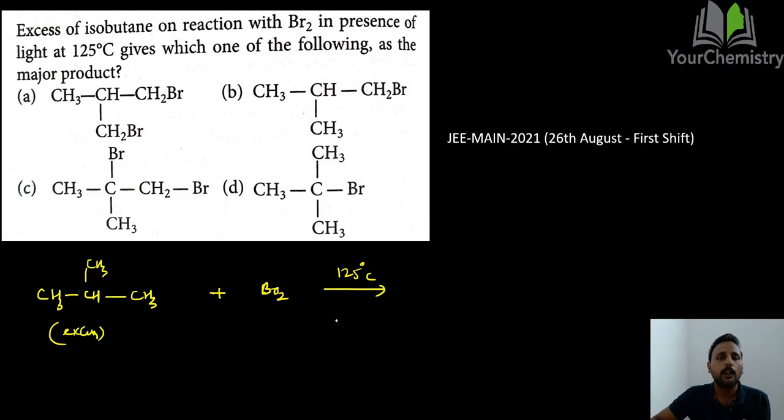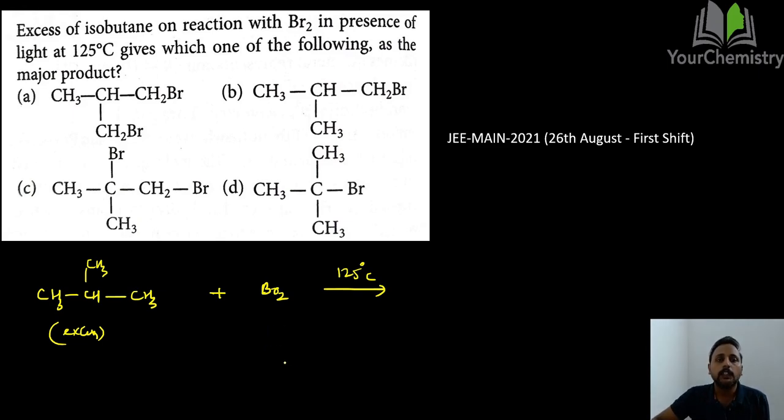Excess means if you take the alkane in excess, the chance of getting the mono-brominated product is higher. Because if you take bromine in excess, what will happen? I have explained in the first question: the bromine, or the halogen, will replace the hydrogens. If the halogen is present in excess, it will replace all the hydrogens. So that is a problem. To avoid such a case, what will we take? We will take the alkane in excess. So we will get the monobrominated product as the major one.